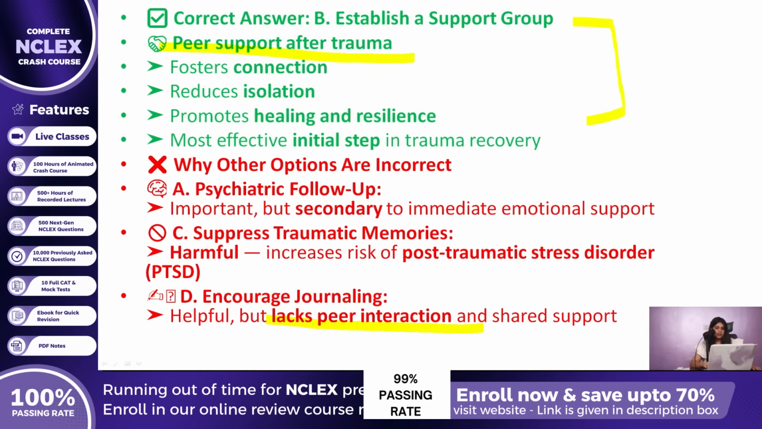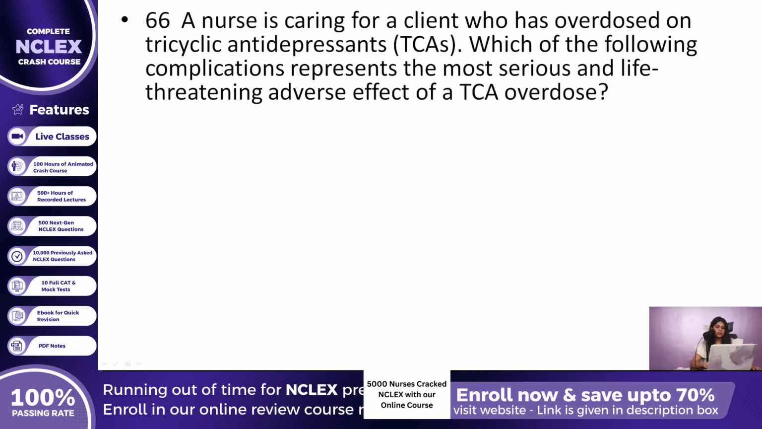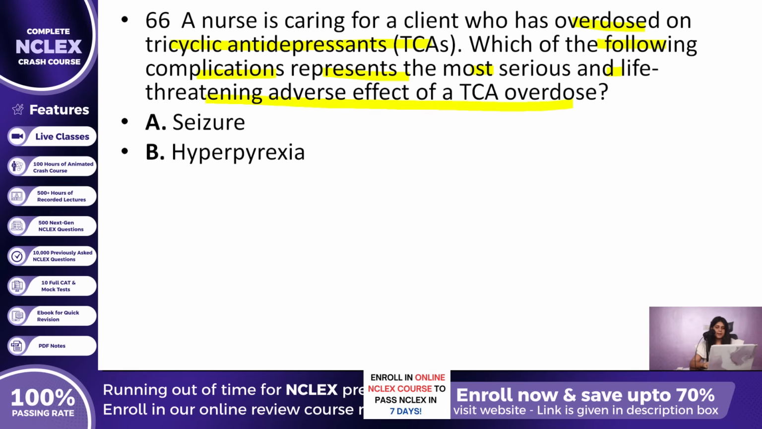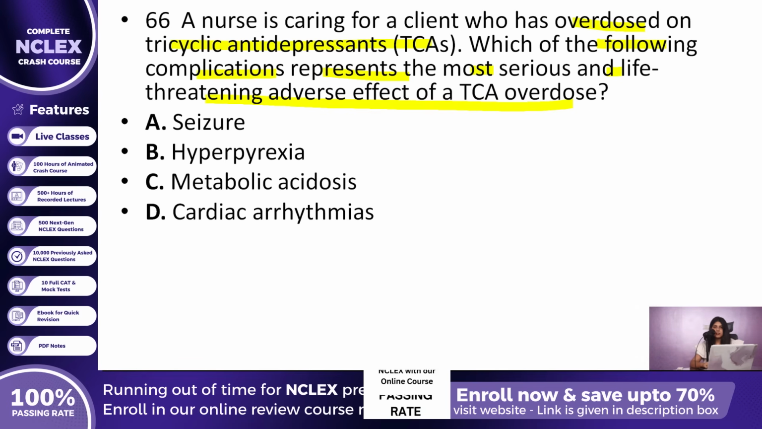Focus on this question 66. A nurse is caring for a client who has overdosed on tricyclic antidepressants, TCAs. Which complication represents the most serious and life-threatening effect of such an overdose? The options are A, seizures, B, hyperpyrexia, C, metabolic acidosis, and D, cardiac arrhythmias.